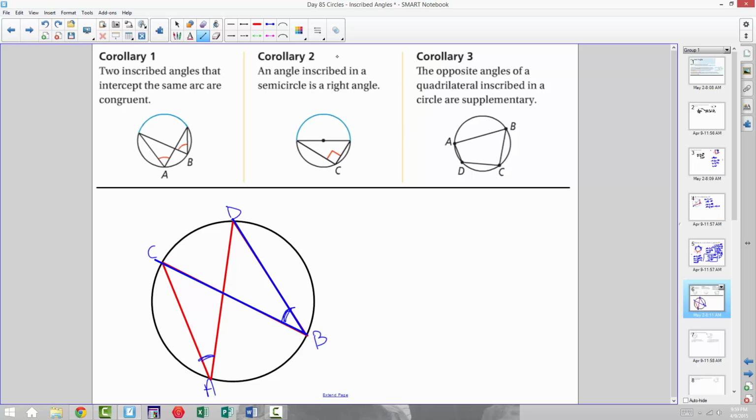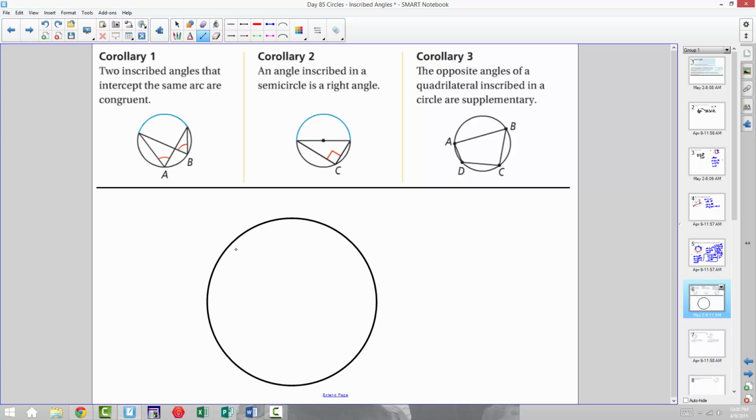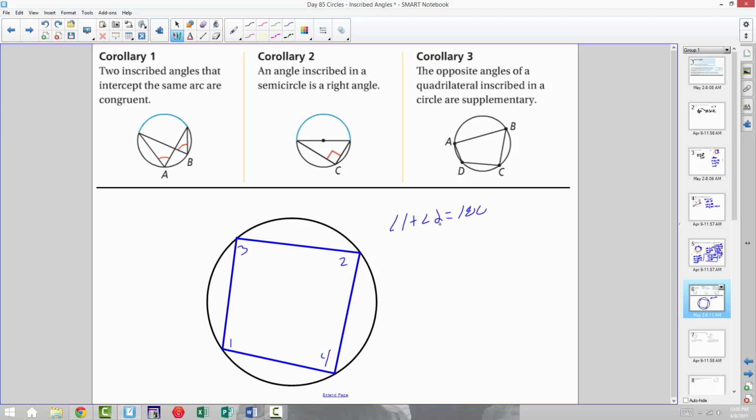And then for corollary 3, you have a circle and you have a quadrilateral inscribed, meaning that you have a four-sided figure inside of a circle and all four vertices are on the circle. I know that angle 1 plus angle 2 will be 180. Angle 3 plus angle 4 will be 180.